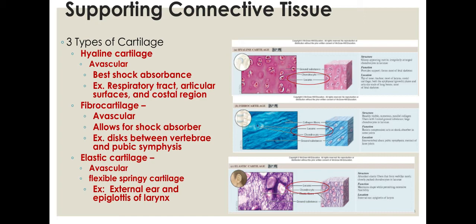We've got fibrocartilage, also avascular, no blood vessels going through it. It's a really good shock absorber, but just not as good as hyaline cartilage. We find this in the discs between your vertebrae and what we call the pubic symphysis. That's the part where your pubic bones are held together. And then we have elastic cartilage, also avascular. That's the flexible, springy cartilage. So you can think of that like the outside of your ear as well as the epiglottis of your larynx.